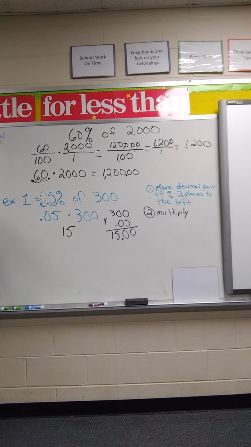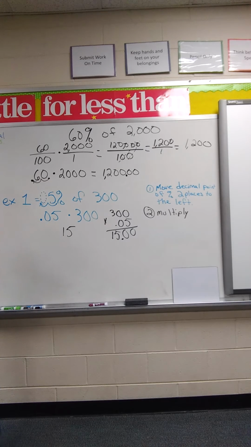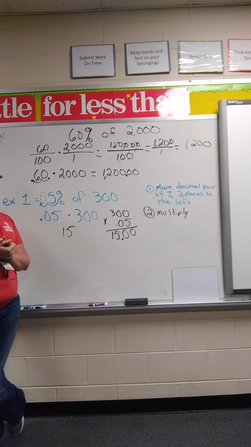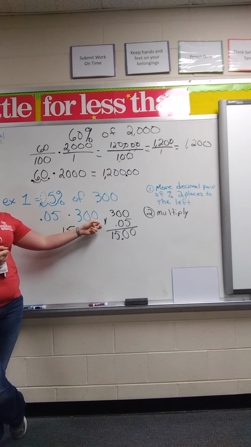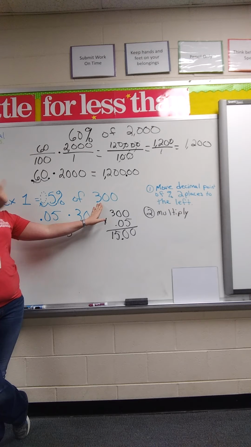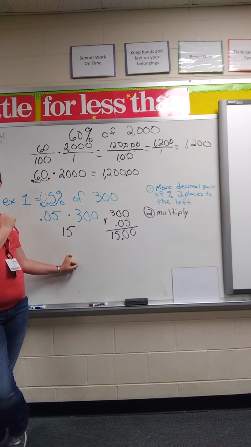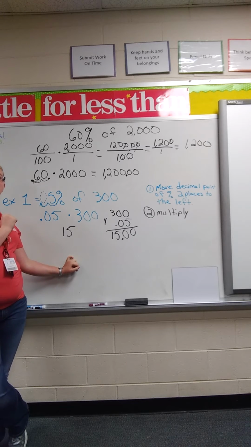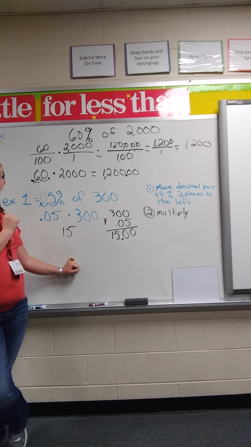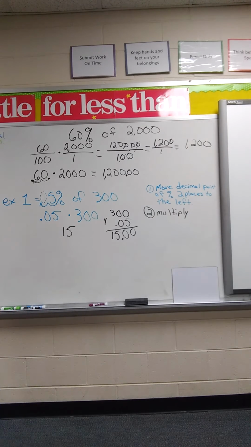Ladies and gentlemen, let's do the common sense answer check. Do you keep the zeros down? You don't have to. I know that if I have 10%, then I move this decimal point 1 place, right? So 10% of 300 would be 30. But I have 5%. Is my answer less than 30? Yes. Is 5 half of 10? Yes. Is 15 half of 30? Yes. So does my answer make sense? Yes, it does.